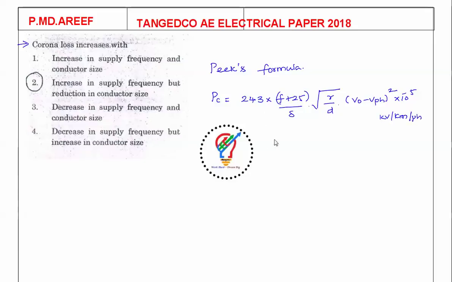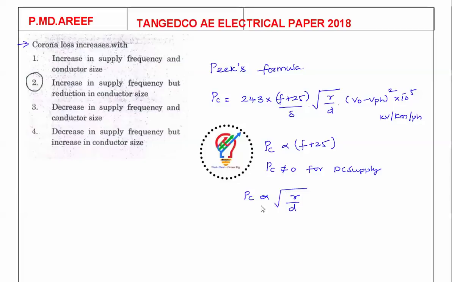So from this relationship, the PC is proportional to f plus 25. As your frequency increases, the corona loss also increases, right? And remember that the PC is not equal to 0 for DC supply. It is an empirical formula. Next, PC is proportional to square root of r by d here. So r is the radius of the conductor, d is the distance between the conductors, okay, so diameter of the conductor here.